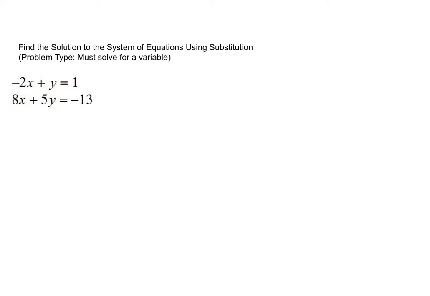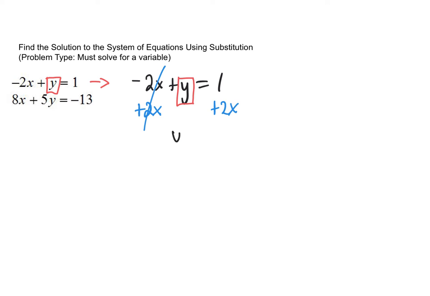I noticed that this first equation almost has y by itself. However, that negative 2x is on the same side as y, so I want to solve for y. So I'm just going to rewrite the equation. And I want to solve for y, therefore I'm going to do the inverse to get rid of the negative 2x. So I'm going to do plus 2x. This will give me 0. So y is equal to 1 plus 2x.